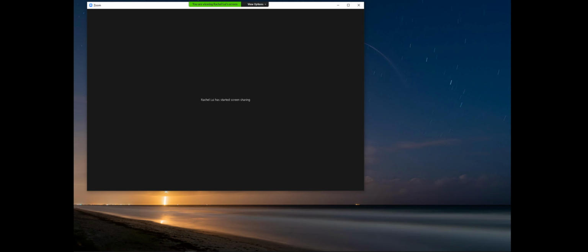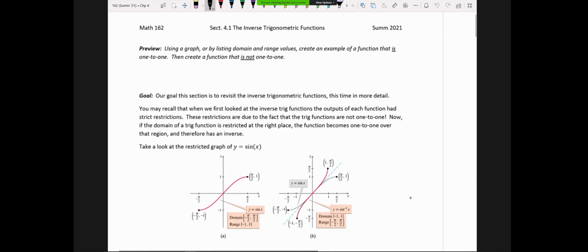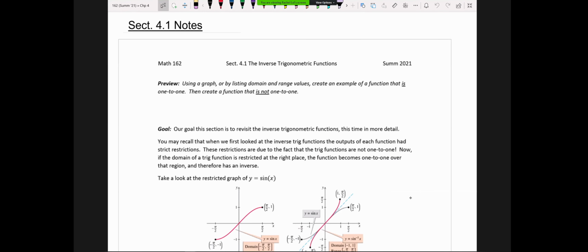Recording in progress. This recording covers section 4.1. So 4.1 is on the inverse trigonometric functions. We need to learn the inverse functions before we learn how to solve trig equations. We were already introduced to the inverse trig functions back in section 1.5. And we said in 1.5, we're going to revisit and go in more detail in chapter 4. So here we are in chapter 4.